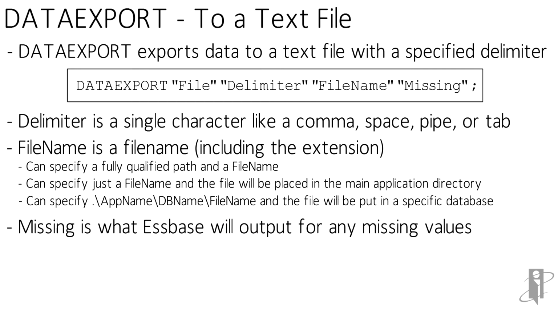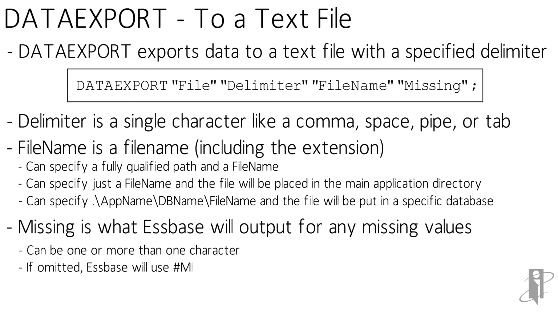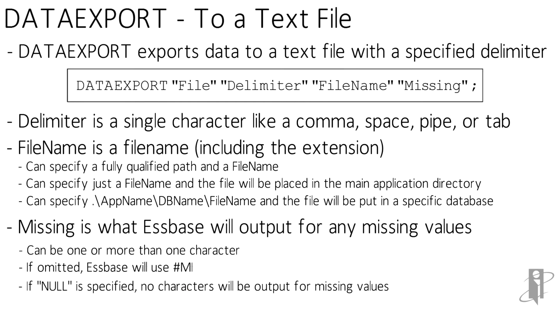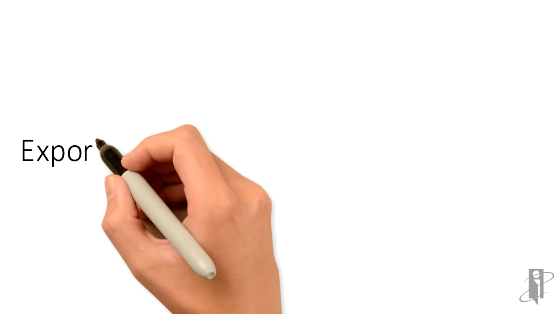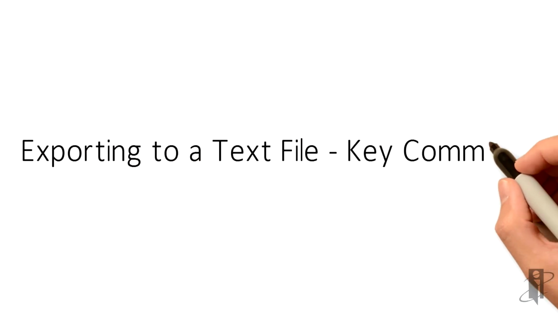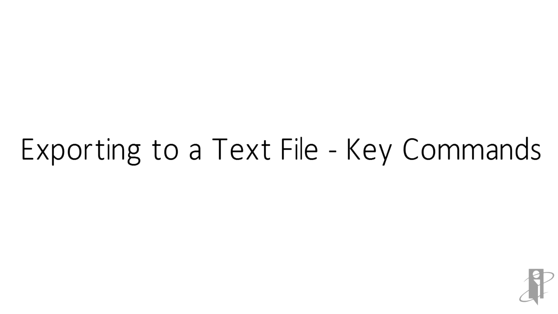Missing argument is for what Essbase will output if it doesn't see a value at that intersection. By default, it is going to put out #mi, which is a shorthand term for pound missing. If you specify null, then it's going to output nothing for missing values. So there are a lot of key data export options that you will find in another video. Go to epm.bi/videos to see those.